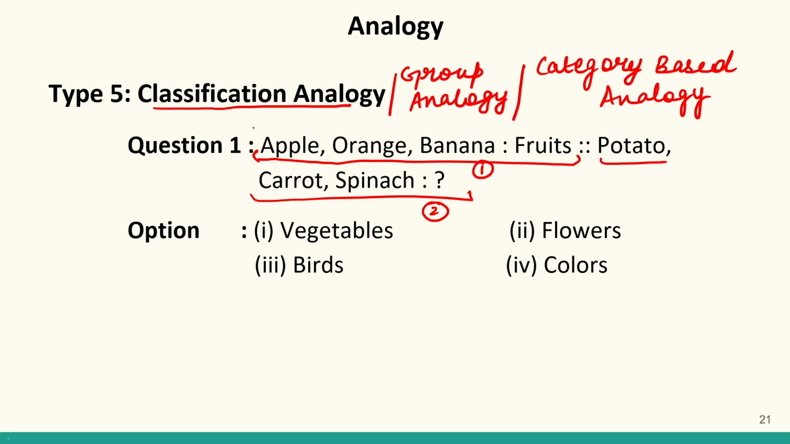So over here, if we look at the first couple of words, I can see that apple is a type of fruit, orange is a type of fruit, and banana is a type of fruit. Similarly, we have to find out potato is a type of what, carrot is a type of what, and spinach is a type of what. So we have grouped or categorized apple, orange, banana as fruits. Similarly, we have to categorize potato, carrot, and spinach. Very clearly, I know that potato, carrot, spinach are all types of vegetables. So our answer will be option number 1, vegetables.